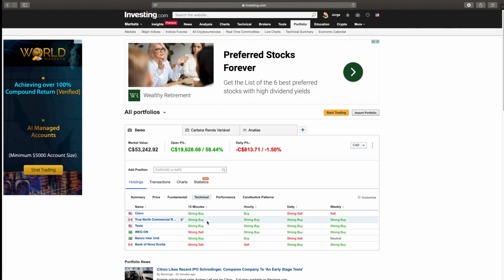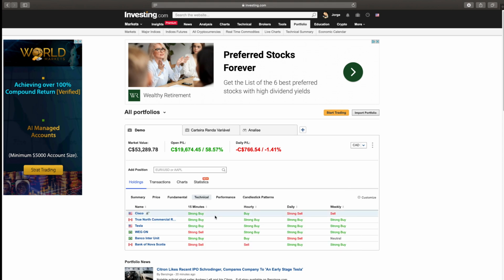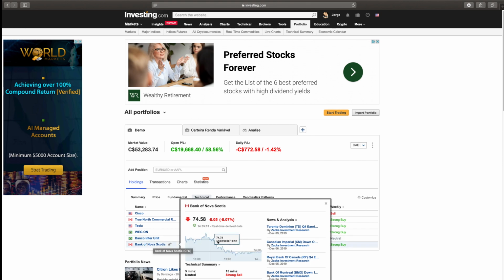When I go to technical, and we're still in the hold menu, the submenu technical, we can see other information. Remember when I hovered the mouse over, let's go to Bank of Nova Scotia, the one that you used before.